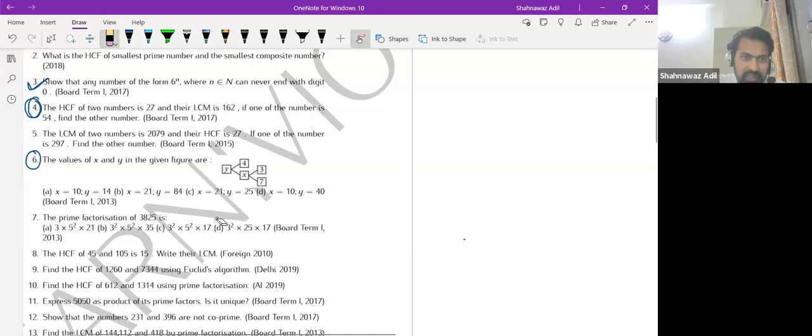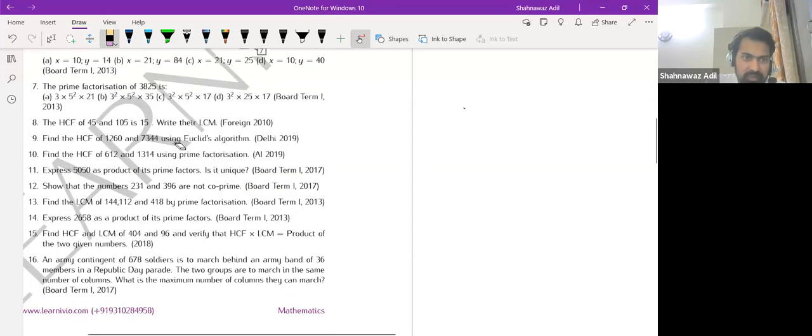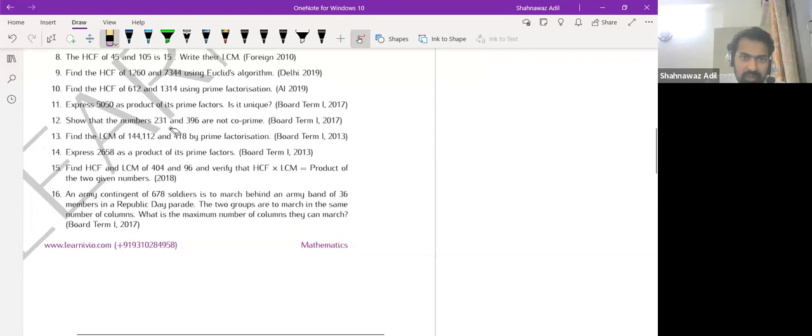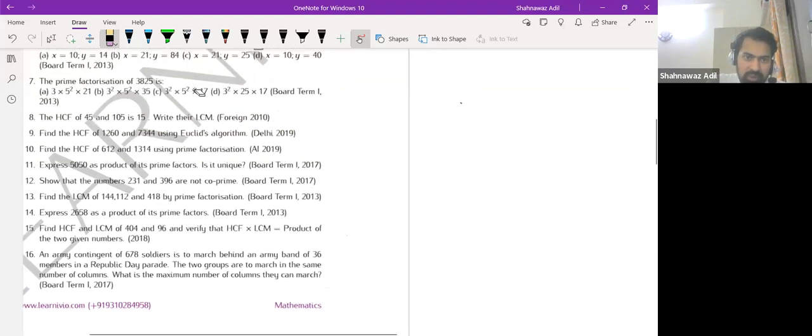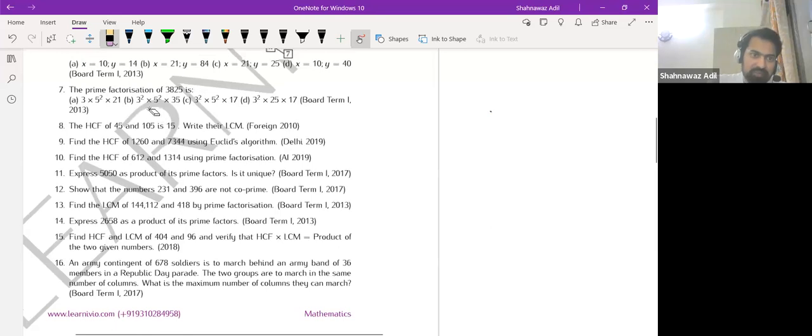The prime factorization, this is easy. HCF, LCM, and is the prime factorization unique? Yes, it is. Show that... yes, so this question, good. Please do the 12th question. We have to show that they are not co-prime. So you have to find a factor other than 1. That is your goal. The numbers are 231 and 396.